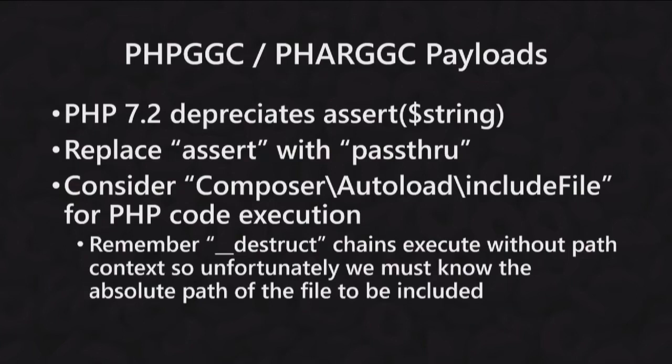As I mentioned, if we're in a destruct chain, we'll have to use absolute paths. So what we might do is start off by including /etc/passwd, and as long as that works, we can start trying to brute force the name of either some file we've uploaded, or if we want to look clever, we could include the code into the PHAR archive and grab it from there.